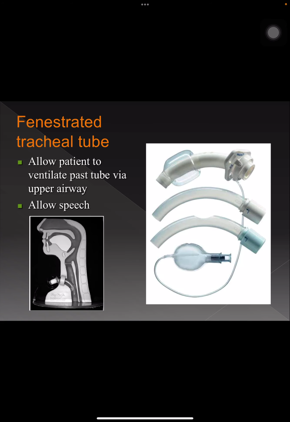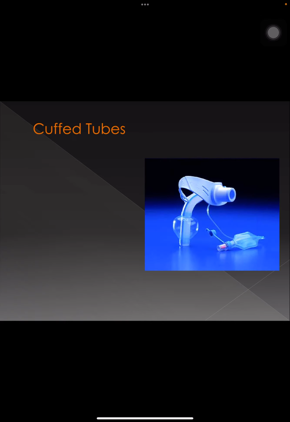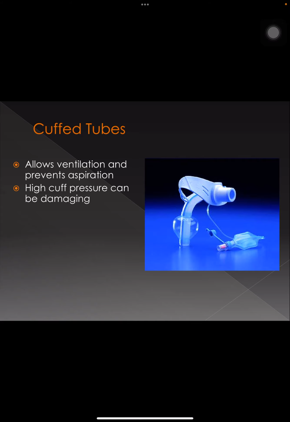The fenestrated tube allows the patient to ventilate past the tube via the upper airway, and it allows speech. Coming to the cuffed tubes, it allows ventilation and prevents aspiration. High cuff pressure can be damaging to the trachea, and it should not be blocked at any cost.